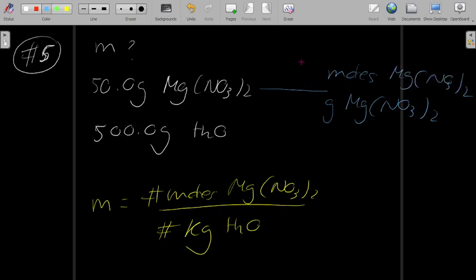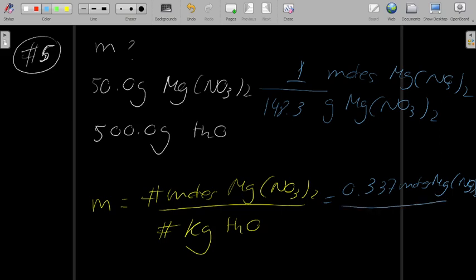I know that in 1 mole, if I add the AMUs and call them grams, I know how many grams are in 1 mole. I go to the periodic table, add my magnesium, add 2 nitrogens and 6 oxygens together, and find out that 148.3 grams is 1 mole. And when I do the math, I put it here: I have 0.337 moles of that magnesium nitrate. You can see what it is.